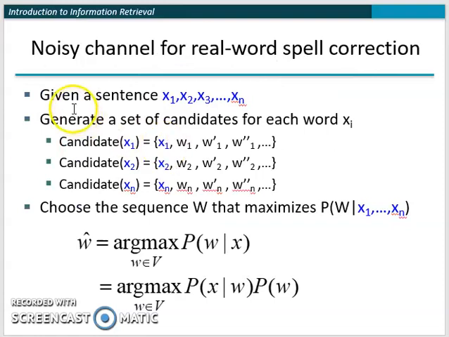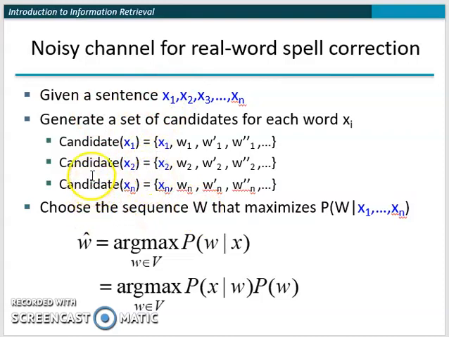noisy channel. Okay, so given a sentence x1, x2, x3 up to xn, these are the words of the sentence. We will generate candidates for every word. So candidates of x1: x1 itself, and the possible words which are one edit distance away from x1. Then we generate candidates for x2, and similarly we can generate candidates for all the words in the given sentence.